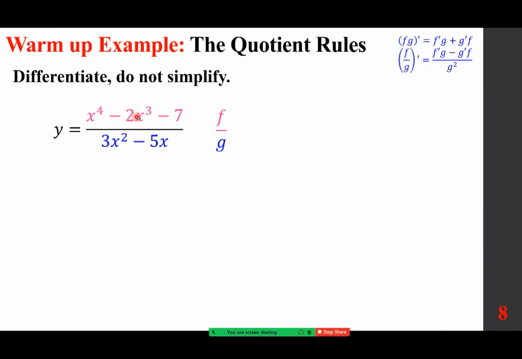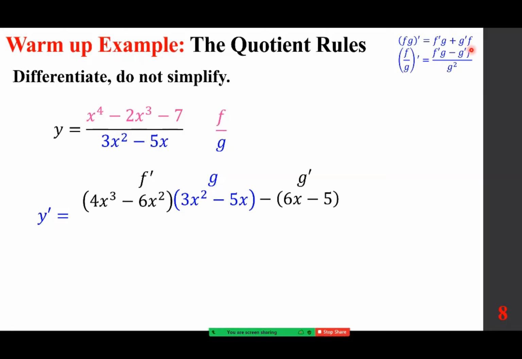minus 6x squared. So that's f prime times g. Just next to it, write the denominator times 3x squared minus 5x, minus g prime. G is 3x squared minus 5x, and g prime is 6x minus 5 times f, the top function. You just write next to it over g squared.